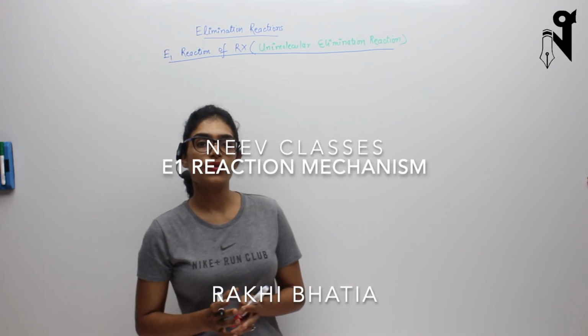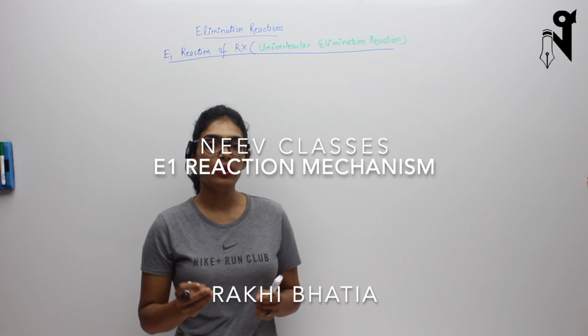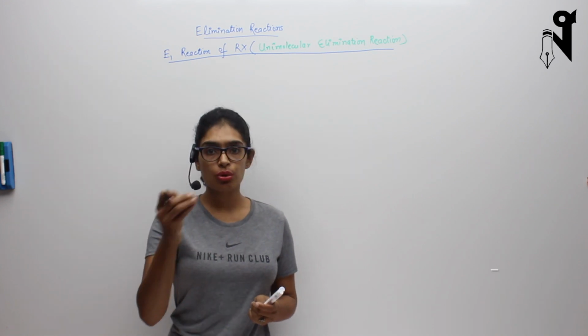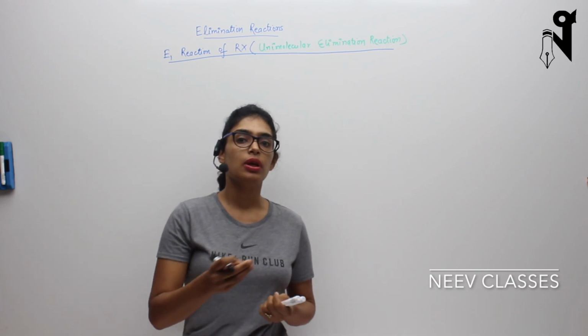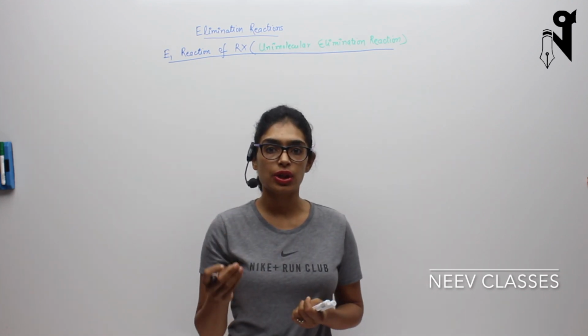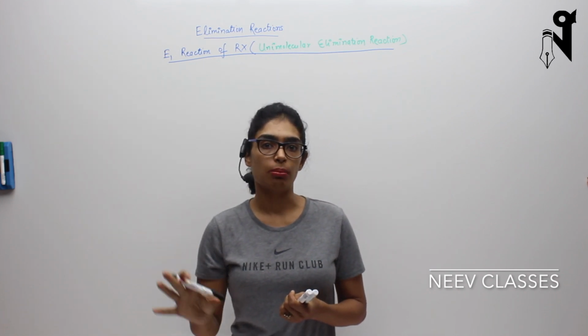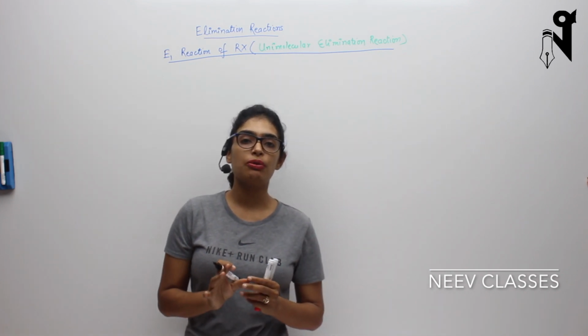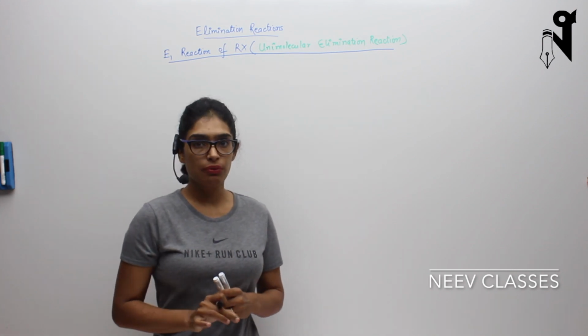So now E1 is very similar to SN1, which we have learned in the previous lectures. The SN1 mechanism goes through carbocation formation: removal of an existing leaving group, formation of a carbocation, rearranging itself, and then a nucleophile attacks and the molecule forms. A very similar mechanism will be followed by E1 also. There are a few things which we have to remember for E1.